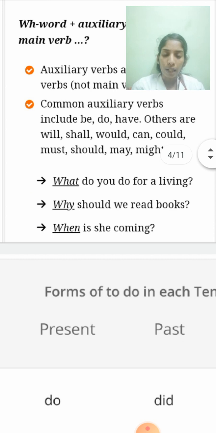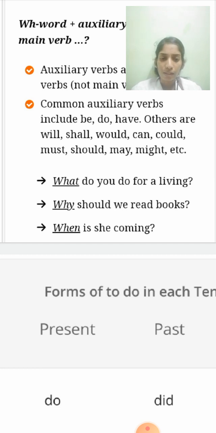So what do you do for your living? Why should we read books? When is she coming? So here is the question: what do you do for your living? So what here is the WH word, and do is the auxiliary verb, you is the subject, and living is the main verb. So this is how we frame the sentences. Lastly, we should add a question mark so that we can identify this is a WH question, or else it will be like a statement. Without the question mark we can't frame any question.